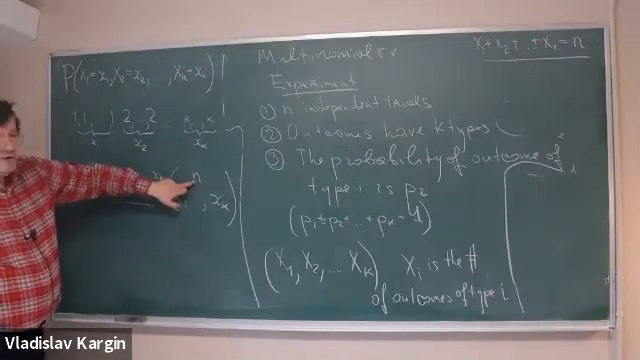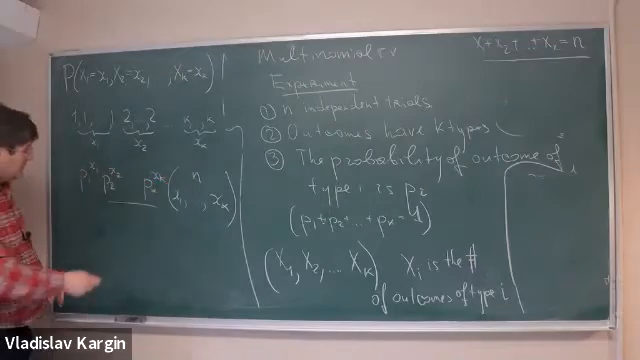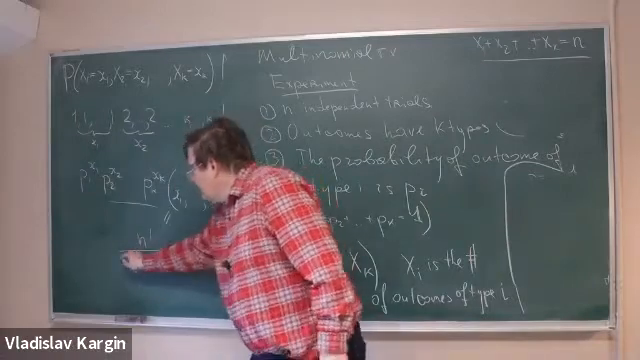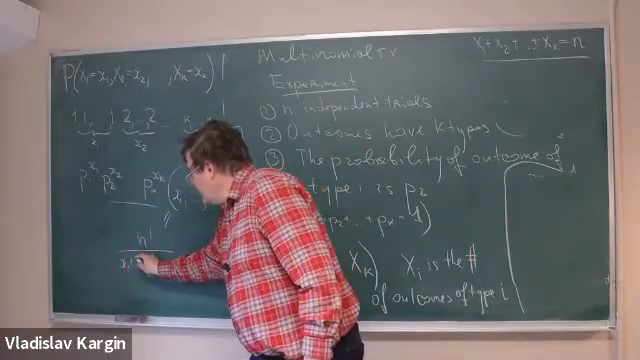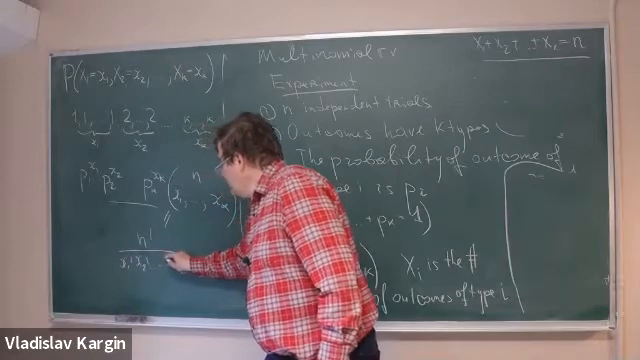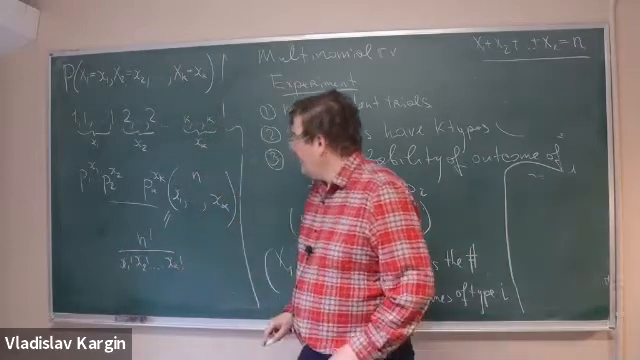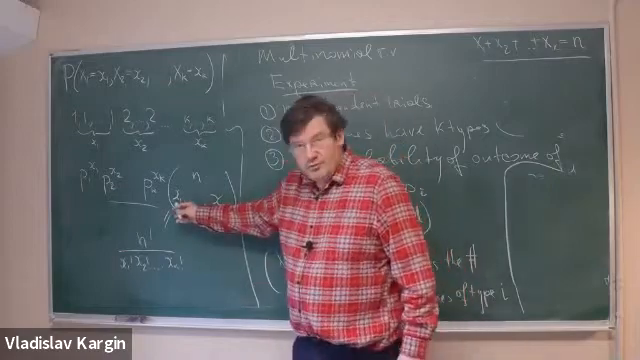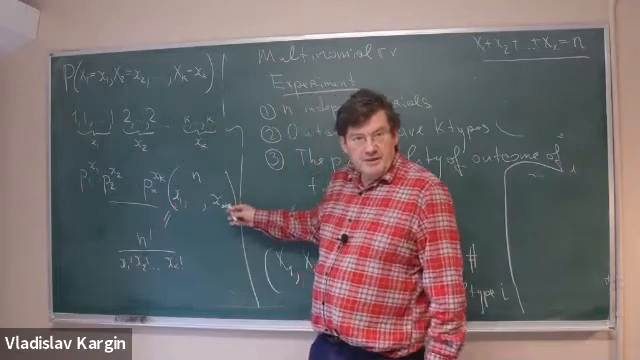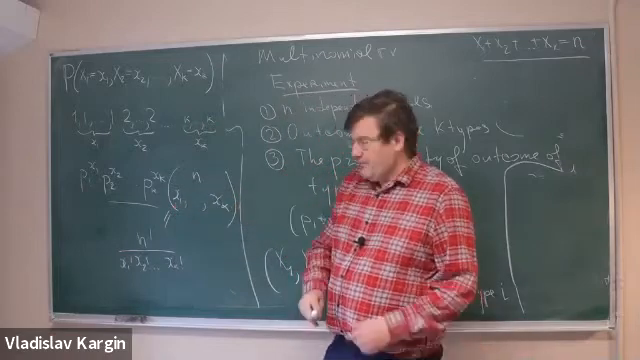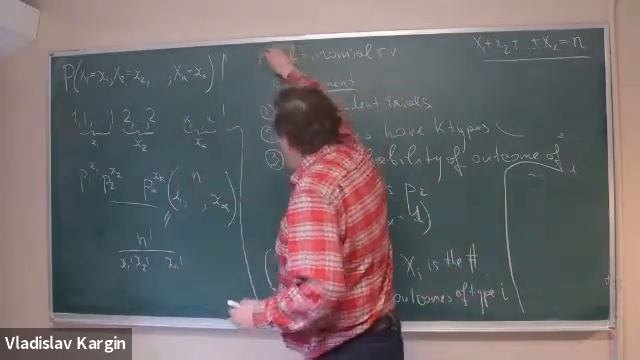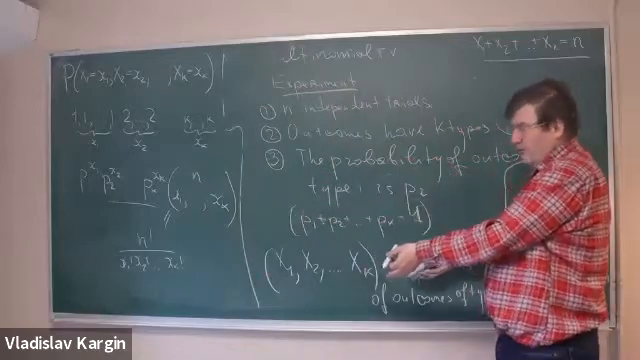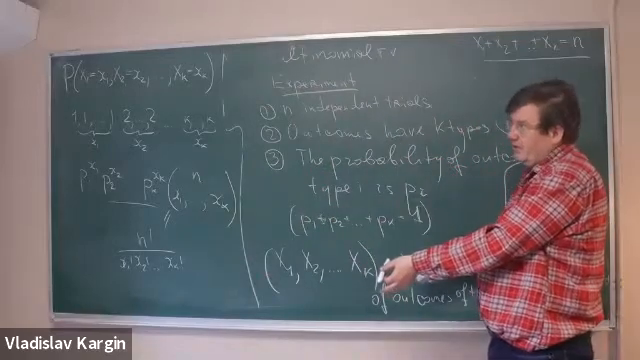Just to remind you what this coefficient is: it is equal to n factorial divided by x1 factorial, divided by x2 factorial, and divided by xk factorial. And again, x1 plus x2 plus xk is equal to n. So now we have calculated the probability of this multivariate random variable.